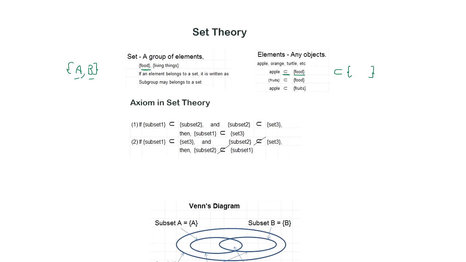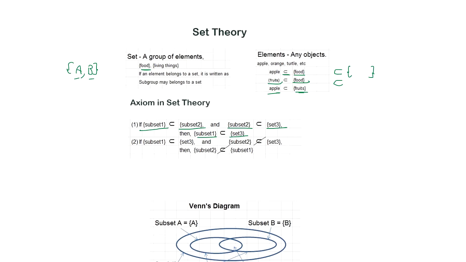Okay, and the fruits group can be an element of food. It's a subset. It can be a subset, right? And apple, again, it's a fruit. The axiom in set theory is: if subset 1 belongs to subset 2 and subset 2 belongs to set 3, then subset 1 is part of set 3.